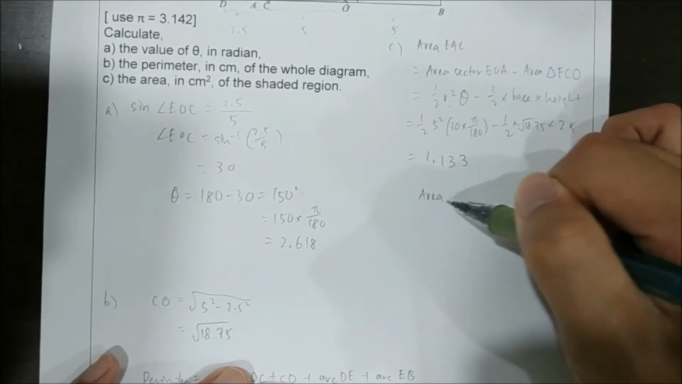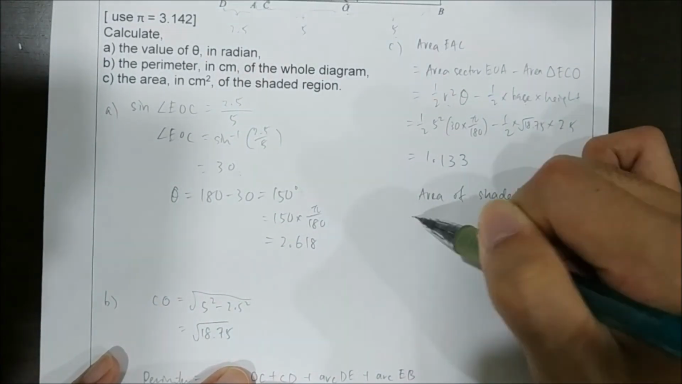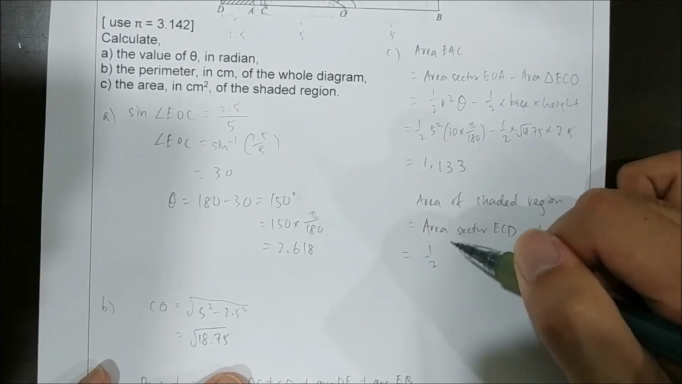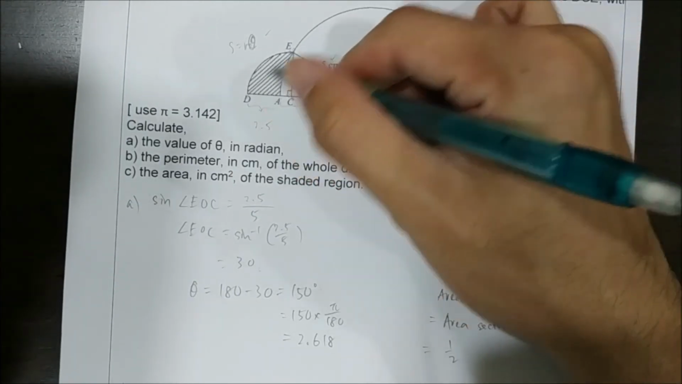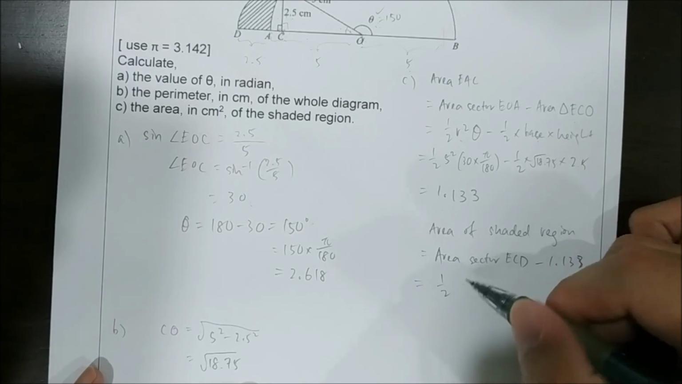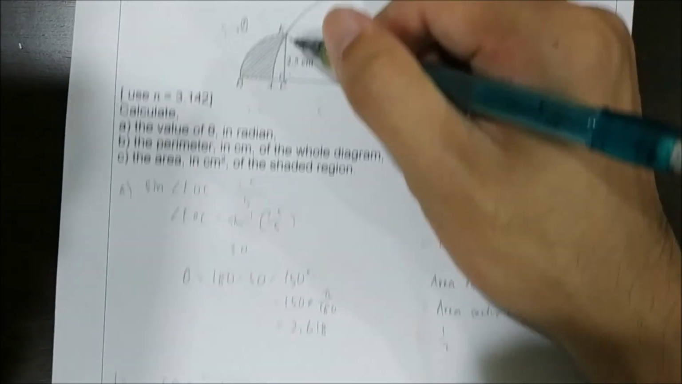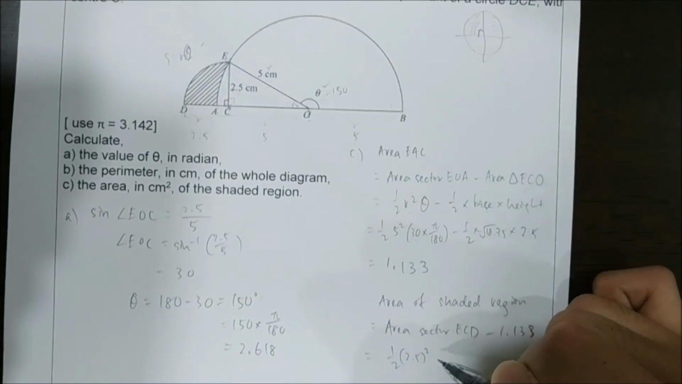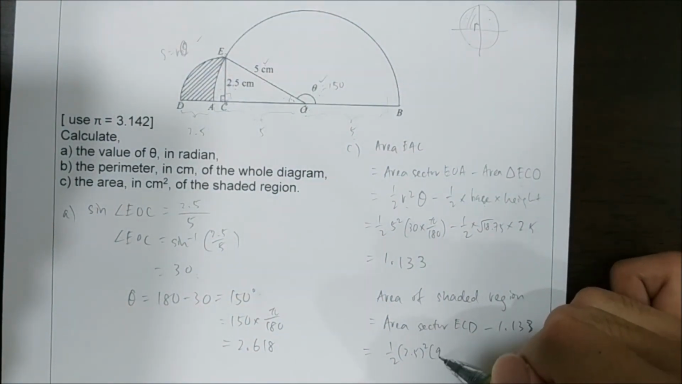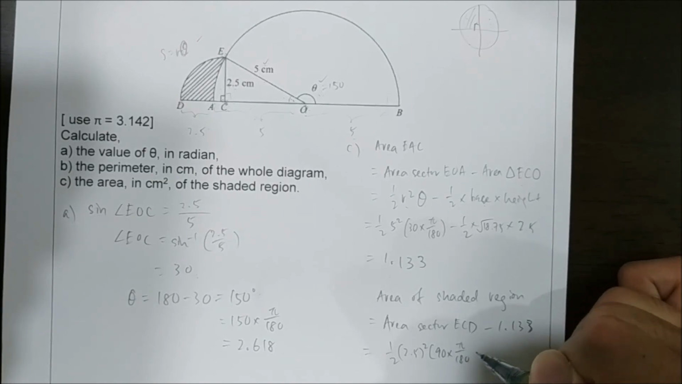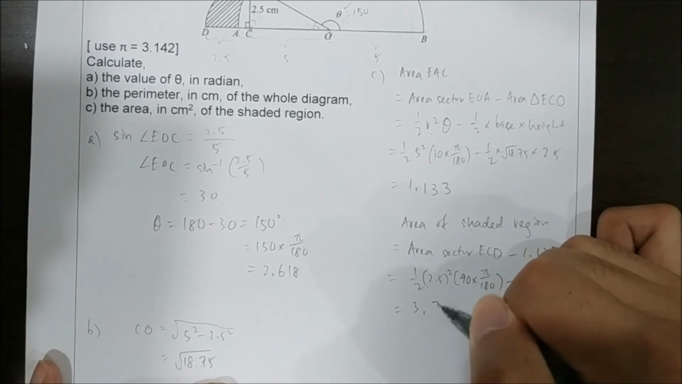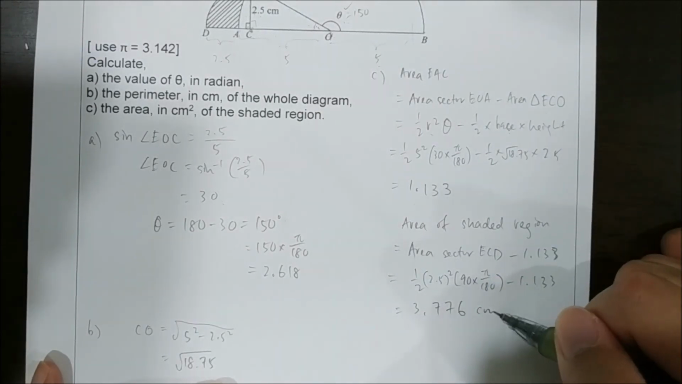So area of a sector ECD is actually, by using the formula 1 over 2 r squared theta, r is the radius here, which is 2.5. So it's 2.5 squared. And the angle is 90 degrees, so 90 times pi over 180. You get 3.776 centimeter squared. That's it.